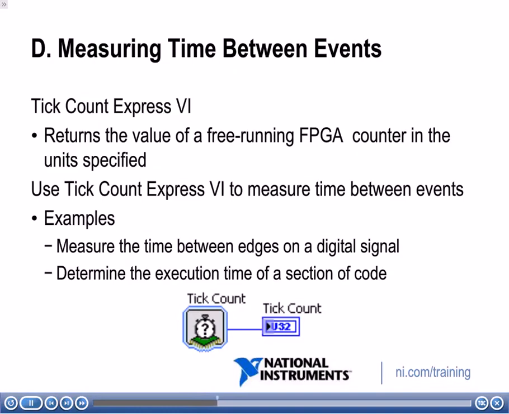A couple of examples of measuring time between events: let's say you want to measure the time between edges that are coming in on a digital signal. Well, you can use the Tick Count Express VI to see how much time elapsed between each edge. Also, if you wanted to see how much time a section of code took to execute, you could use a tick count at the beginning and a tick count at the end, and then subtract the two. That way you would find out how much time that particular section of code took.